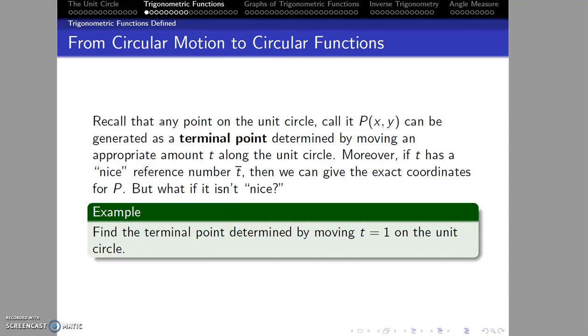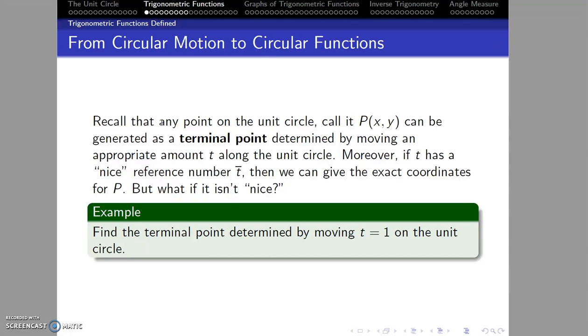And wherever we end up after having moved t, that is our terminal point. And also, we looked at last time a few of the nice points along the unit circle, right? T is pi over 4, or negative pi over 6, or something like that. We would end up at a nice point, one that we should always have on our minds. Which begs the question, of course, well, if that's a nice point, what if I go something not nice?